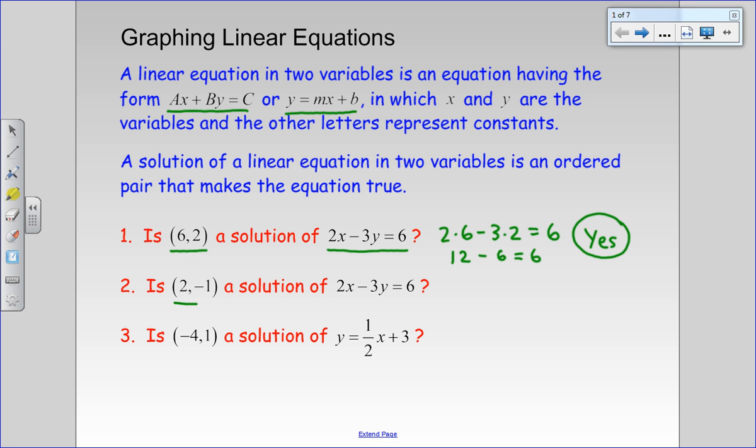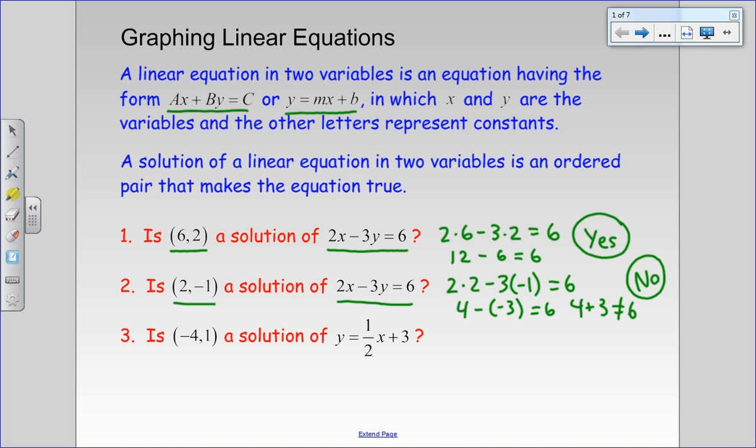Is the ordered pair (2, negative 1) a solution of that same linear equation? Well, in this case, we would be replacing the x with 2 and the y with negative 1 and checking to see if the equation is true. In this case, we have the equation 4 minus negative 3 equals 6, or 4 plus 3 equals 6. That's clearly not true. 7 does not equal 6. So we can say, no, that ordered pair (2, negative 1) is not a solution of the equation.